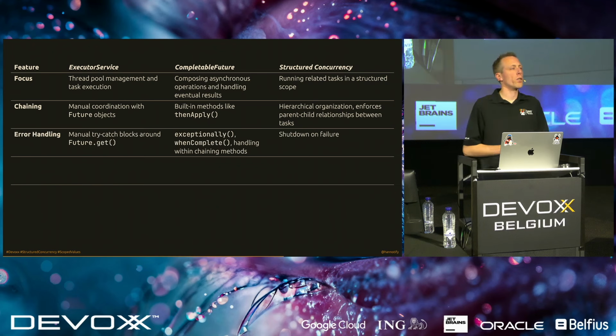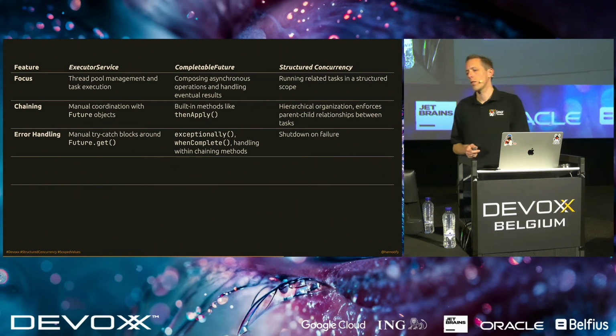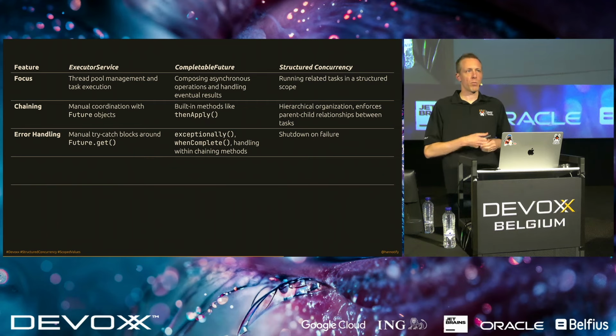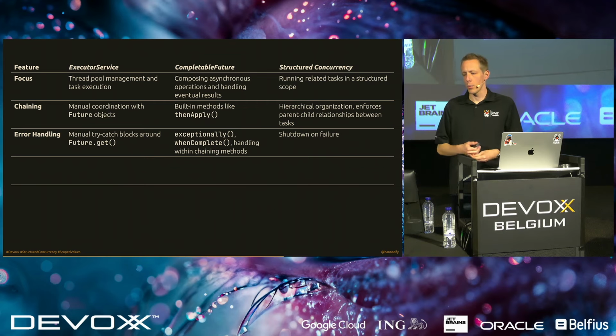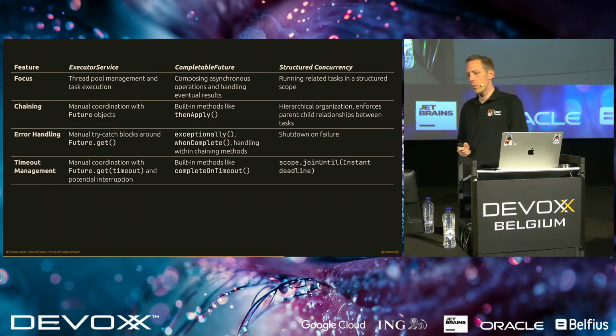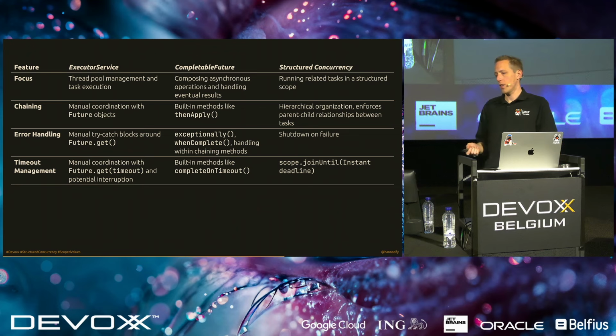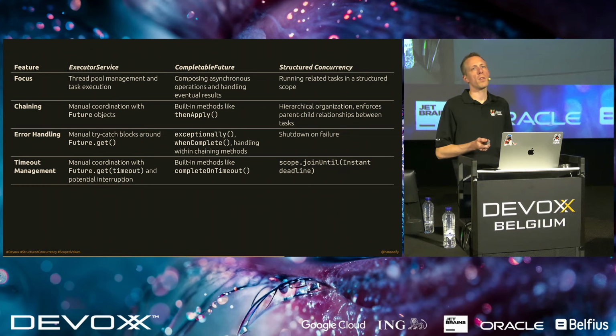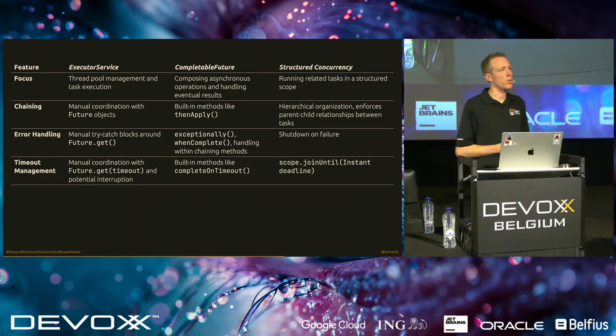Error handling. In executor service, you should do manual try catch blocks, around future get. The completable future has some handy methods to handle all exceptions in a single place with exceptionally or whenComplete. And error handling with structured concurrency is mainly focused on the ShutdownOnFailure scope, like we saw just now. Timeout management with executor service, it's manual again, future.get with a timeout. Completable future has the completeOnTimeout method. And with structured concurrency, I've used the join method until now that waits indefinitely until a result is available or until a failure occurs. But you can also pass this a deadline. So a deadline after which it doesn't wait anymore. And of course, on a failure, you then return a failure.